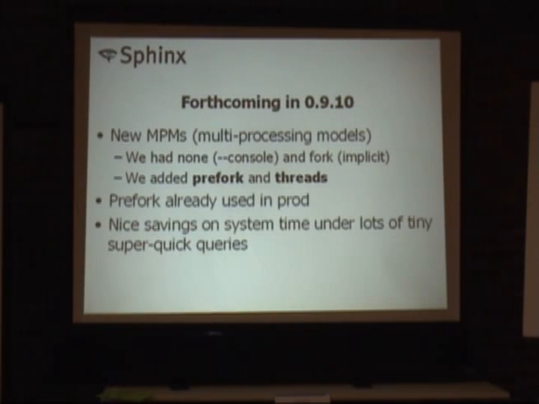Now in 0910, what you get here is somewhat similar to Apache. We now get Sphinx to run in multiple modes. Previously it was fork on each request, and right now you can either fork or pre-fork, somewhat like Apache, or you can also use threads, which is especially helpful if you're running on Windows, which doesn't really like forks too much.